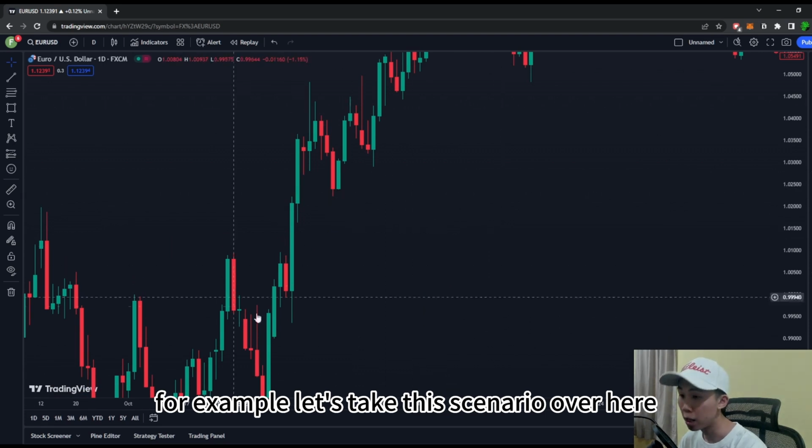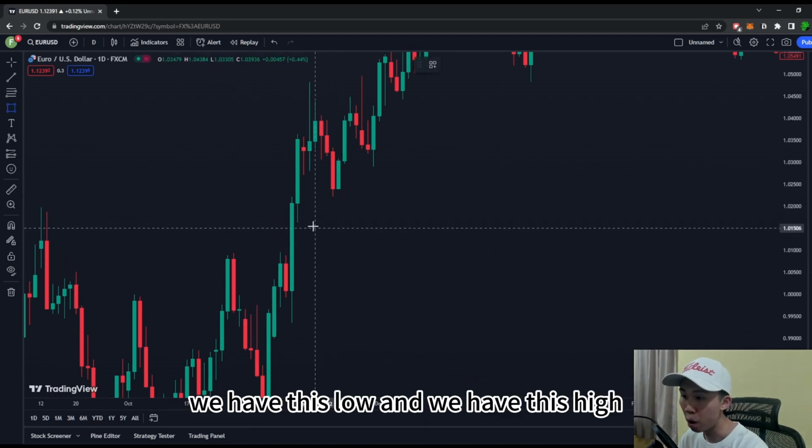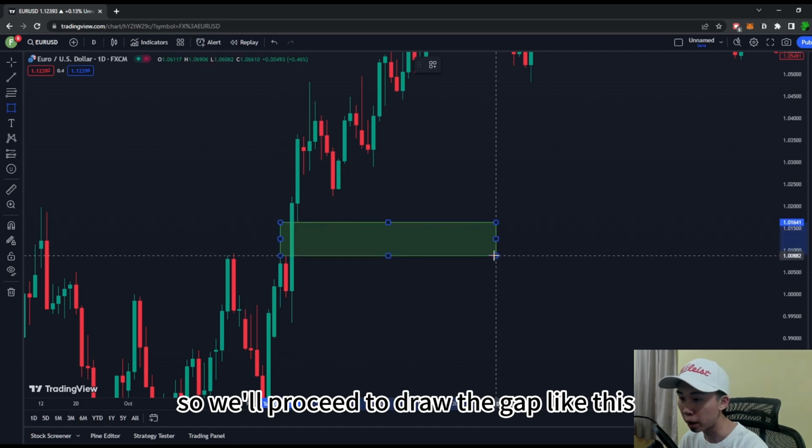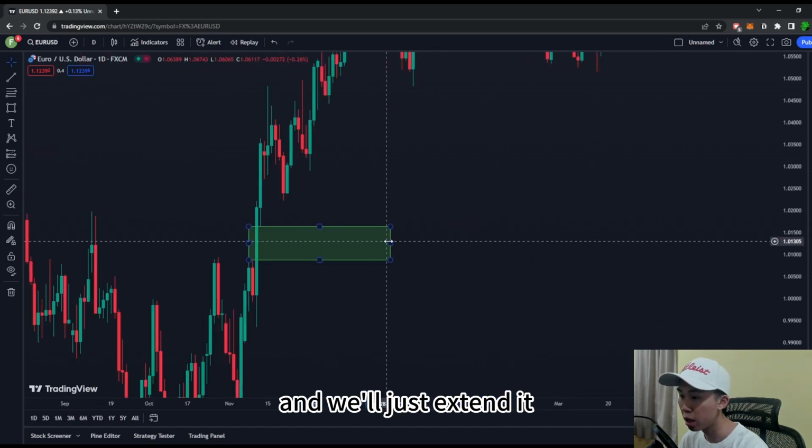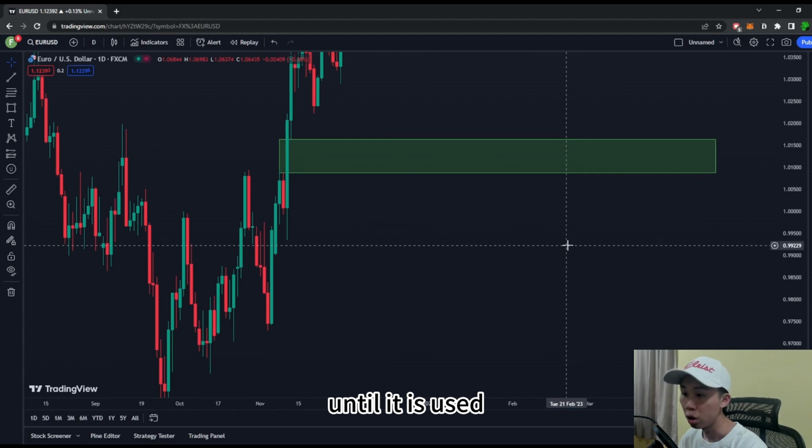For example, let's take this scenario over here. We have this low and we have this high. So we will proceed to draw the gap like this, and we will just extend it until it is used.